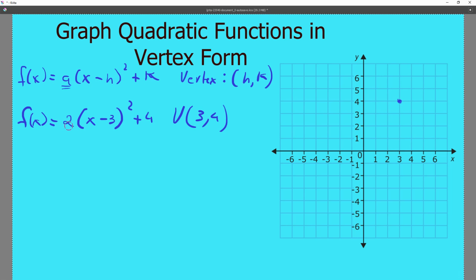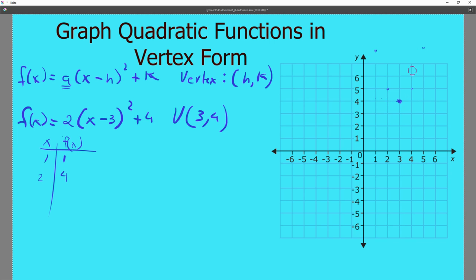Now this number here tells me how it opens up or down. Okay, so the pattern that you need to memorize about a quadratic is that if x goes over by 1, then f of x goes up by 1 or down by 1. But if x goes over by 2, then f of x goes by 4, okay, because it's a square, right? So using that pattern, normally I would go over 1, up 1, or over 2, up 4. And I would do the same for both sides, okay?